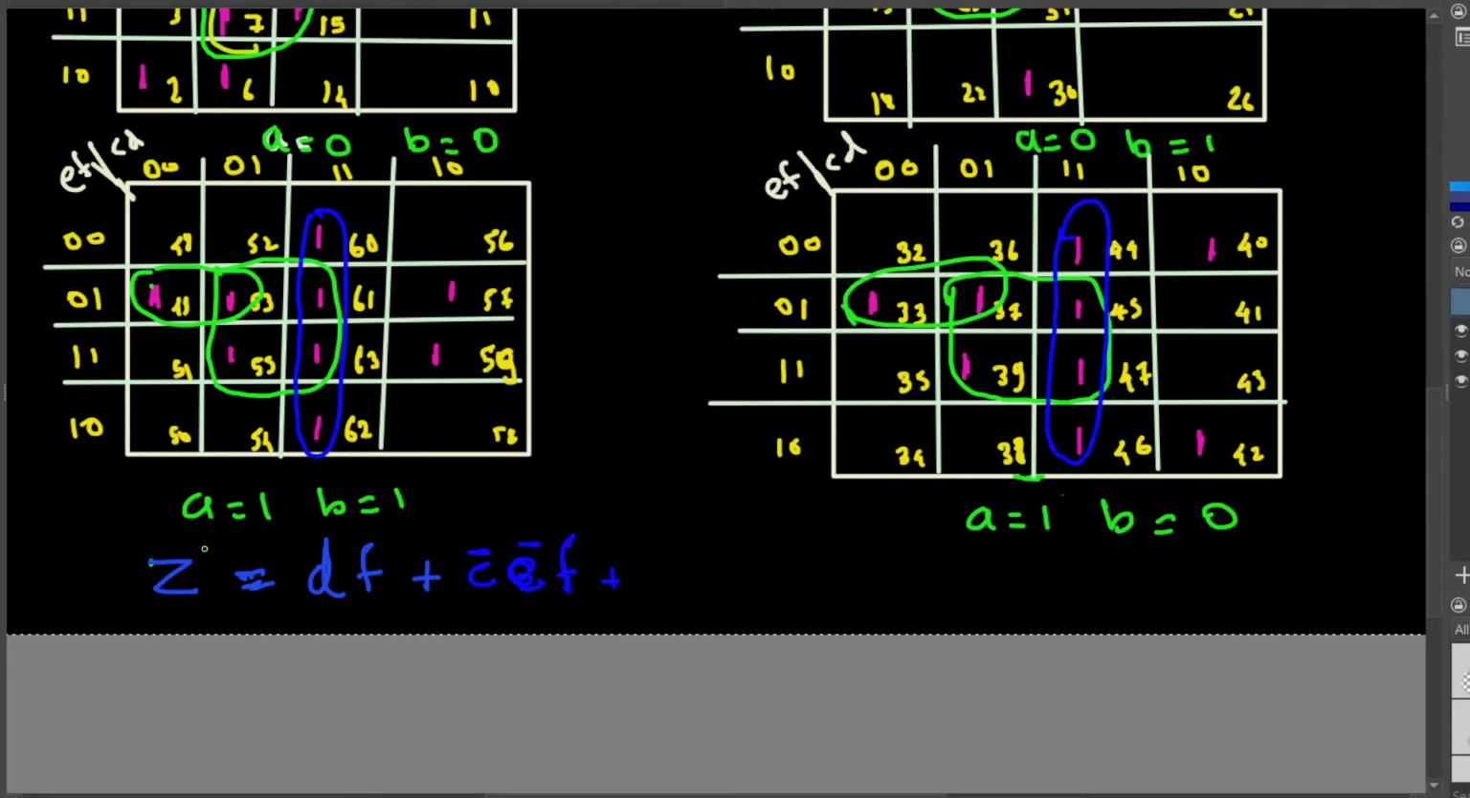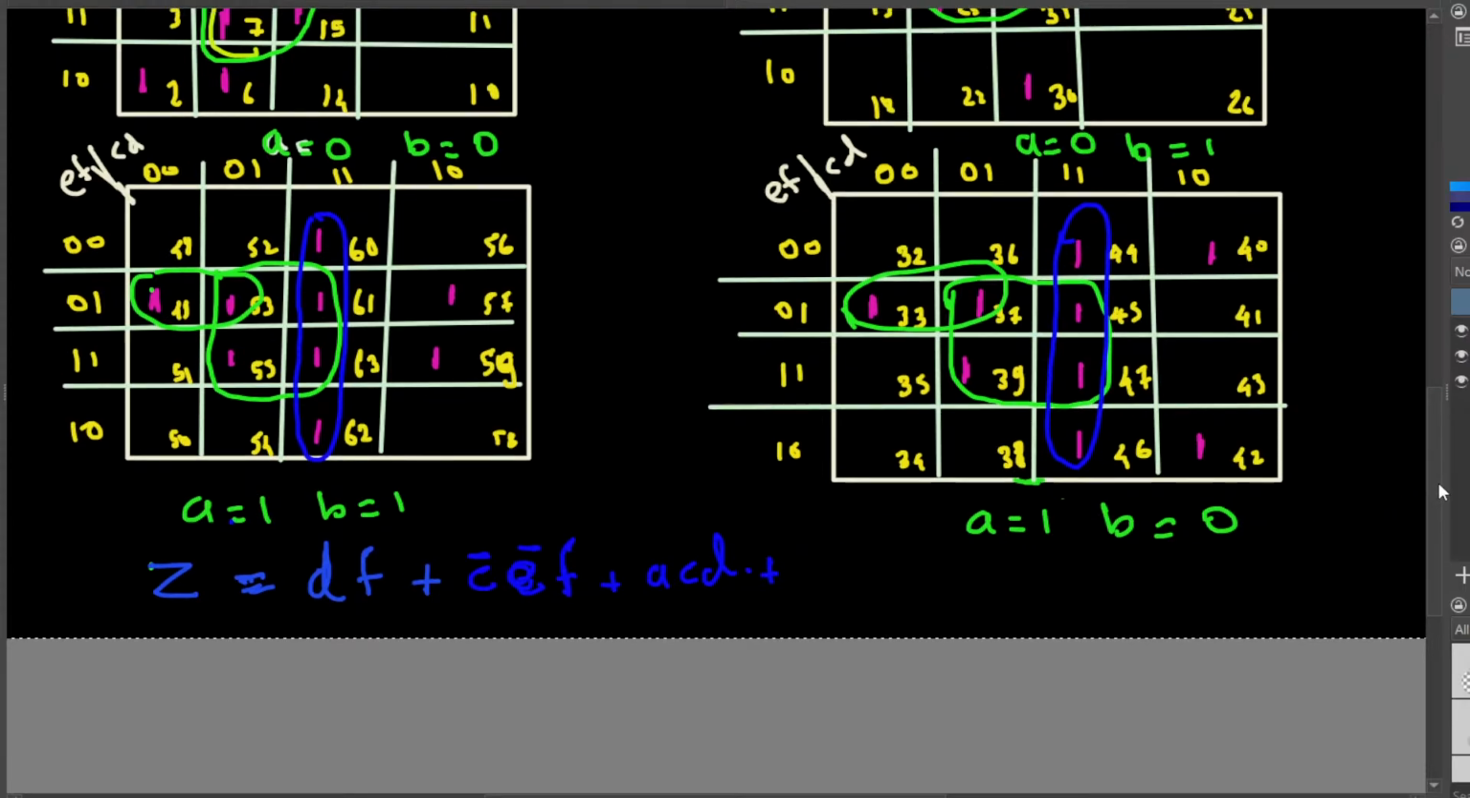A is not changing, A is 1 here, so A is going to be there. B is changing, B is 1, B is 0, so it's eliminated. How about CD? Since it's in the same column, CD is not changing, 1, 1, so both of them are going to be there. EF: E is changing, 0, 1, so E is eliminated. F is 0, 1 here, eliminated. Okay.